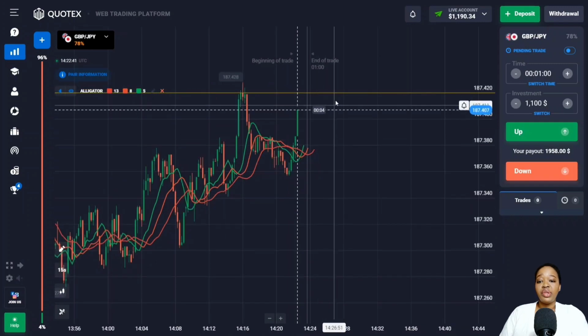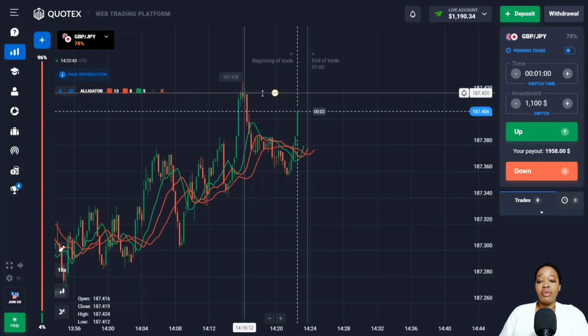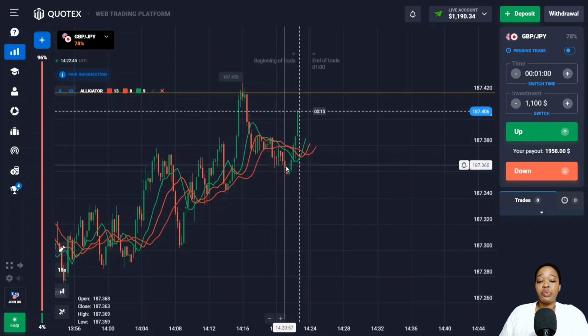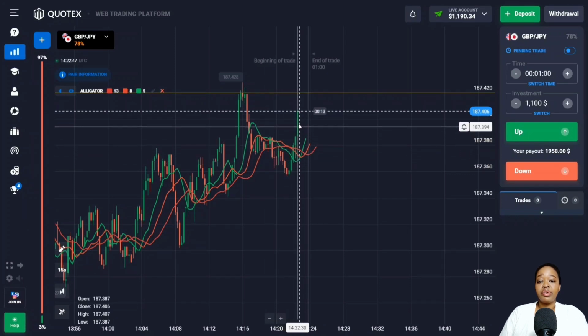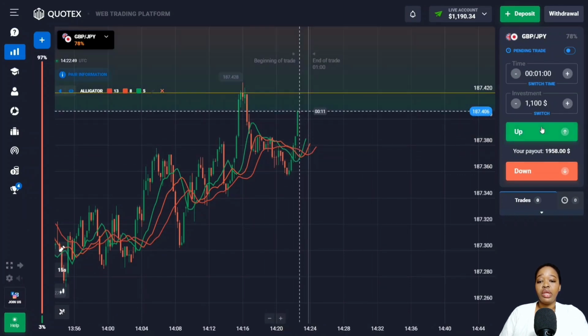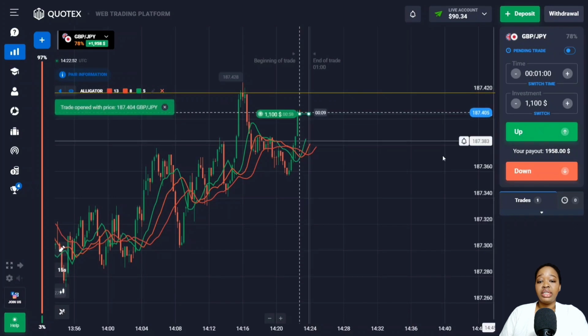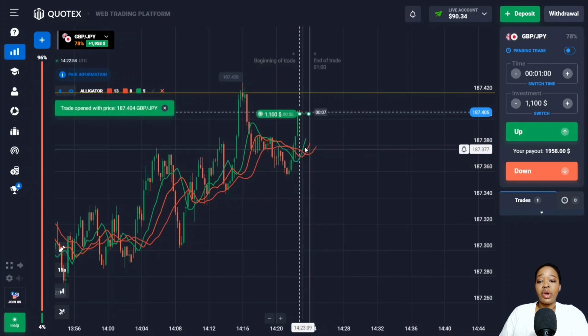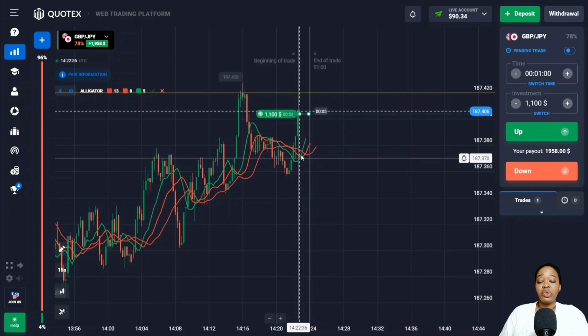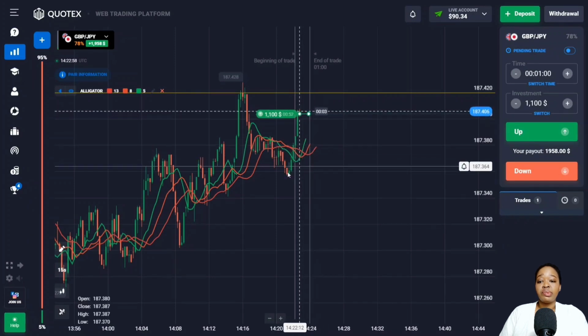So here we have the resistance level from above, and you can see that after the pullback, the price has turned around and is approaching our level. So in such a case, I'm going to immediately open a trade for a rise, because at the same time you can see that the indicator confirms our entry point.